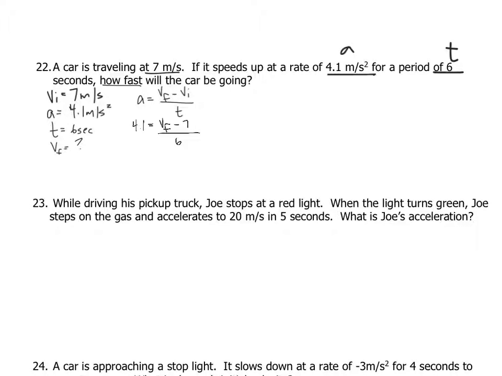So I've got a fraction on the right. I'm going to make a fraction on the left. Cross multiply. So 4.1 times 6 is 24.6 equals, and then 1 times VF minus 7 is just VF minus 7.